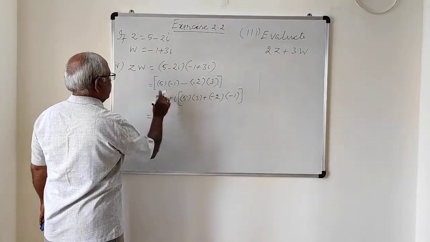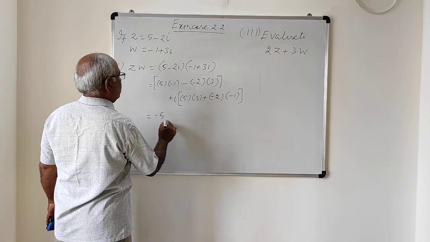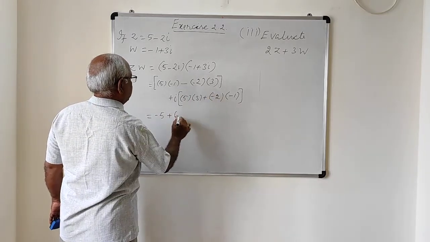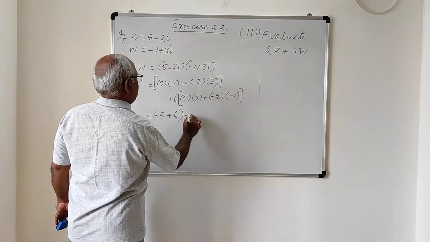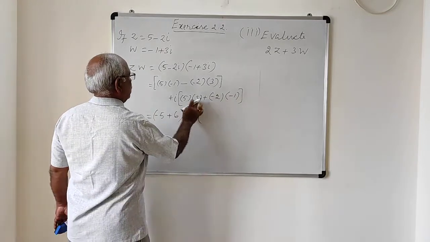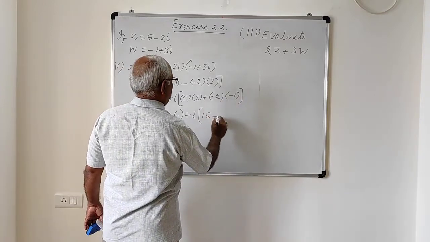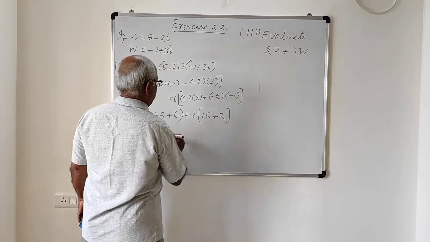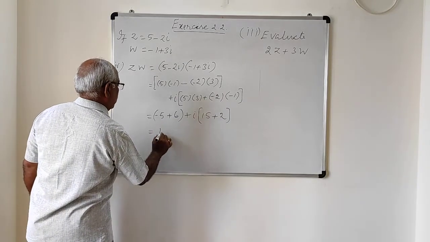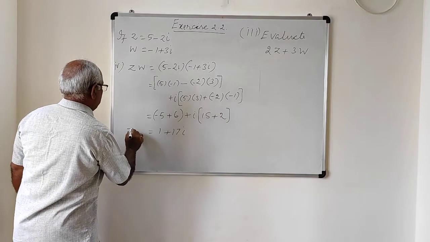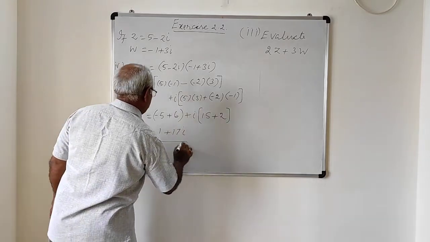So this is again 5 into minus 1, minus 5. Minus into plus, minus 2 3s are minus 6, real part, plus i into 5 3s are 15, minus into minus plus, 2 1s are 2. That is minus 6 minus 1 is minus 1, plus 15 plus 2 is 17. So ZW is 1 plus 17i. This is your ZW. This is the fourth sum.